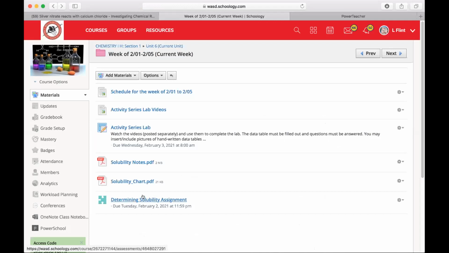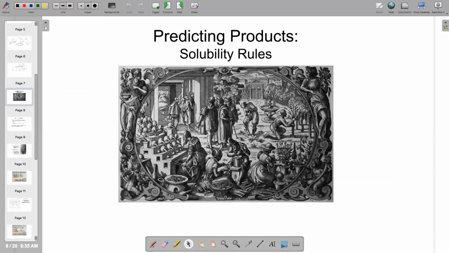And this determining solubility assignment, you need to get done today, but you'll have time at the end of class to use the solubility chart to determine whether or not something is actually soluble. And I'll tell you what that means today anyway. Okay, so let me show you some stuff real quick, and then I'll take questions about things.